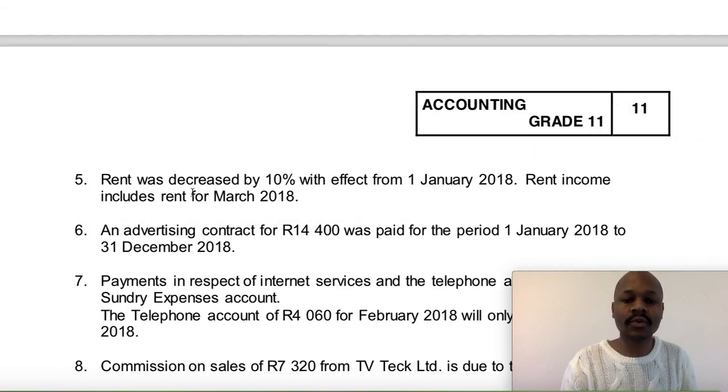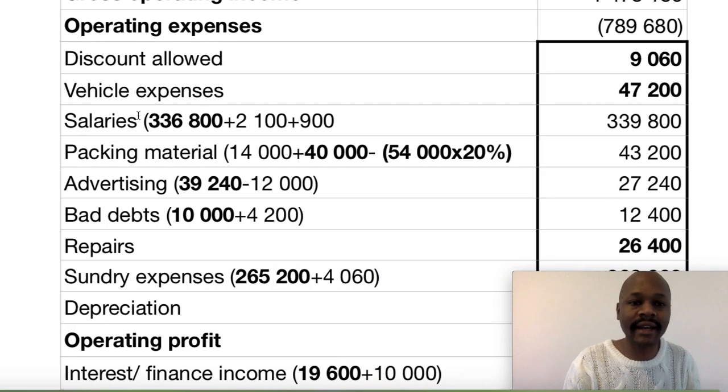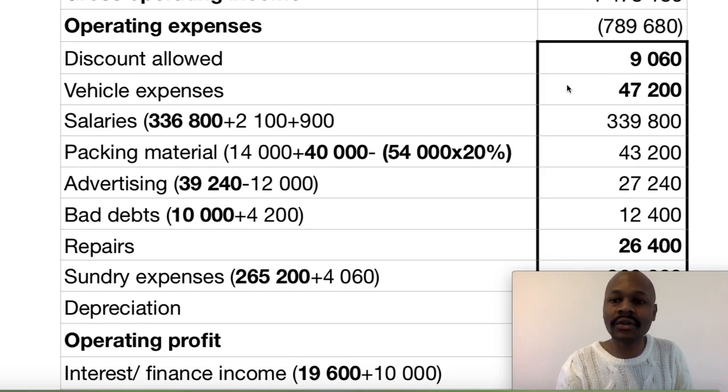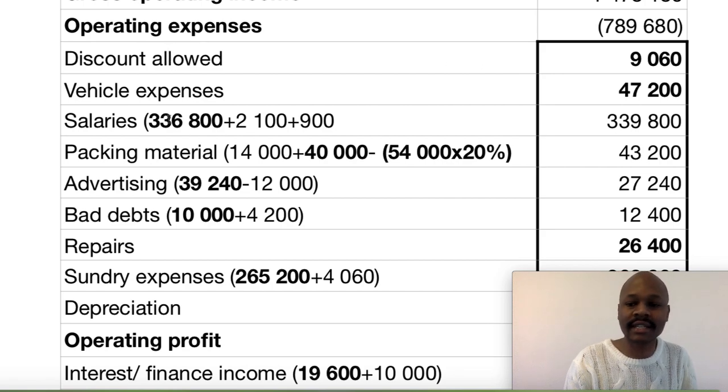You'll realize that I don't go from line to line. I don't say because discount allowance is the first line item in our operating expenses, I'll go through all the adjustments to check for discount allowance. That will waste a lot of time and we don't have time in accounting. We think and write fast.